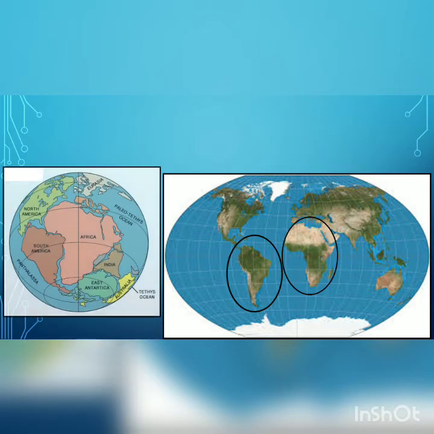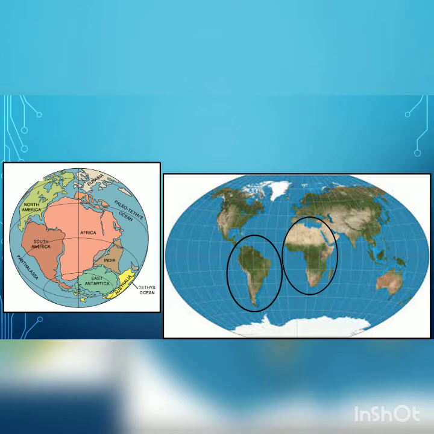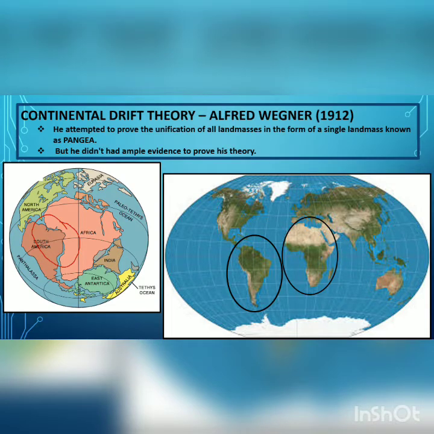Let's see. Look at this image. Here you can see that the two coasts of these two continents almost fit together. There is a slight difference in the gap, but they fit together as if they were a single piece of landmass that has been divided. So this was the thought that came into the mind of Alfred Wegener, and he propounded his continental drift theory in the year 1912, but it came into light in 1922.